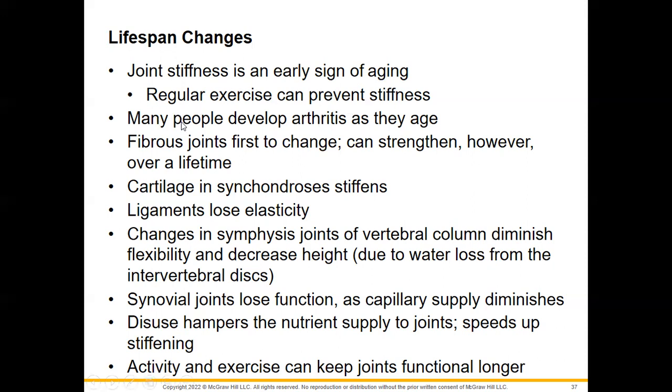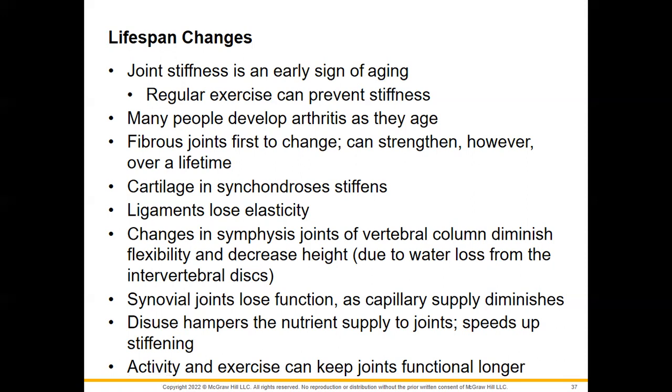And more people are susceptible to this inflammation of joints as you get older. Your fibrous joints are the first ones to change. They can strengthen, however, over a lifetime. So just be mindful that these are the first ones to change, but that the change does not have to be for the worse if your joints are taken care of.